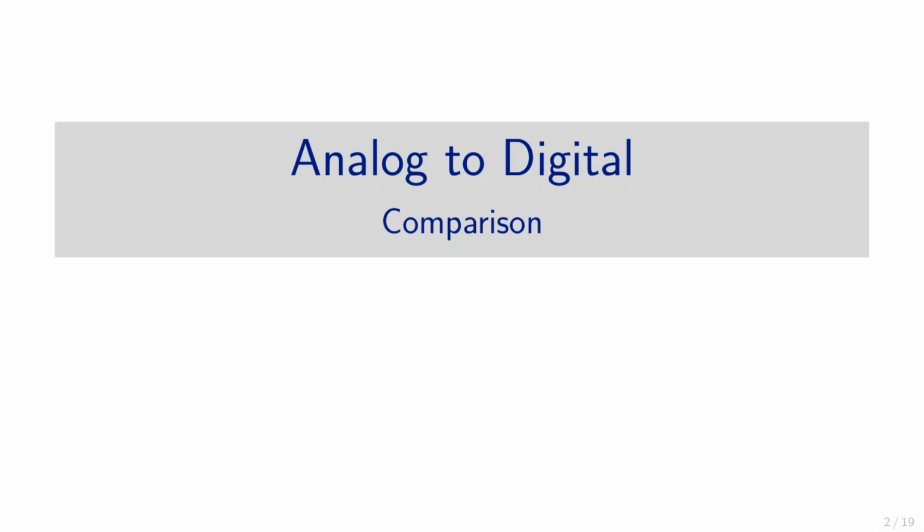We are going to talk about the analog comparator. It is much simpler to use compared to the ADC in the previous chapter. In fact, it is so simple that this chapter is quite short.